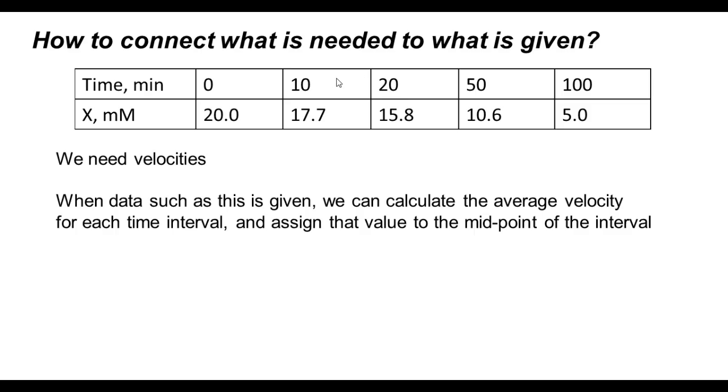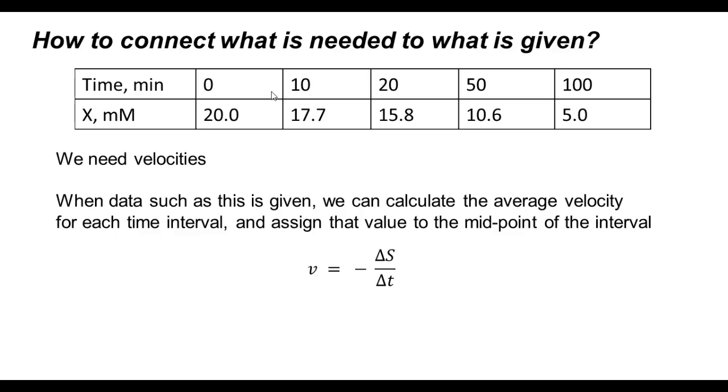We can calculate velocities as delta S divided by delta t, and we have times corresponding to the concentration, but we don't have times corresponding to the rates. So what is normally done is the rate that is calculated is assigned to the midpoint of the interval. In the first case, the interval is 0 to 10, and therefore the average is 5. We calculate the rate and assign it to the time of 5 minutes, and show that to you.